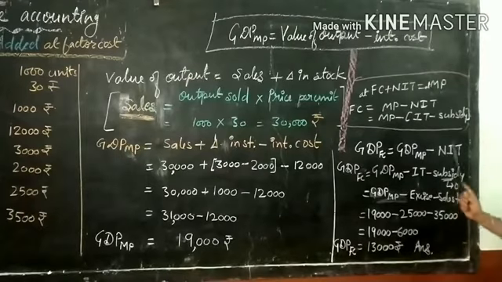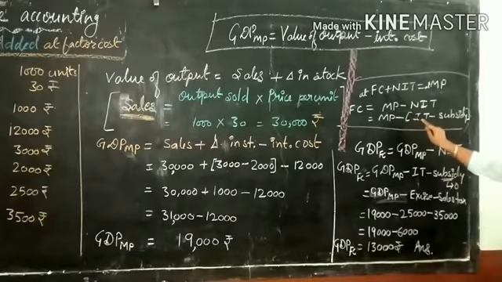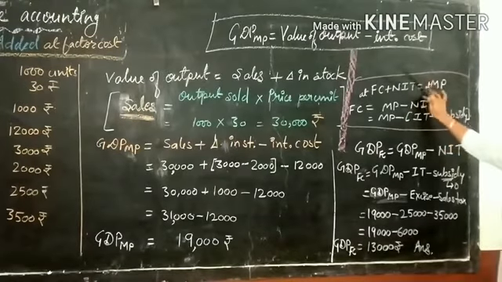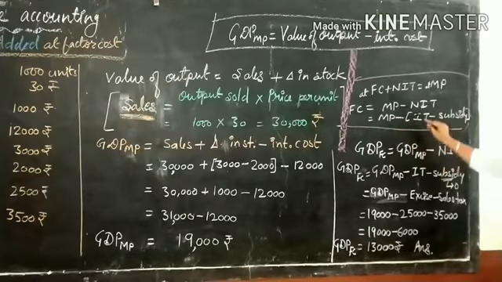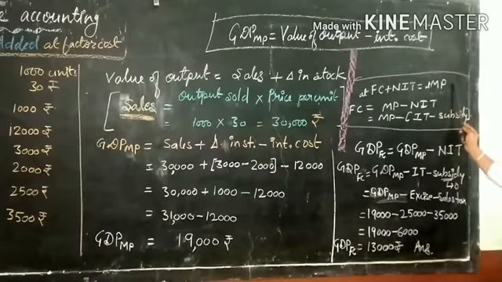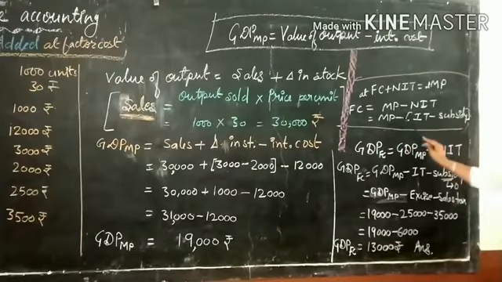To convert market price value into factor cost, we need net indirect taxes. Factor cost plus net indirect taxes gives the value at market price. But we require factor cost value, so net indirect taxes will be transferred to the other side, and when this is transferred, NIT will be minus from MP. Factor cost equals market price minus NIT, market price value minus net indirect taxes, and net indirect taxes equals indirect taxes minus subsidy. You have to take this in brackets.